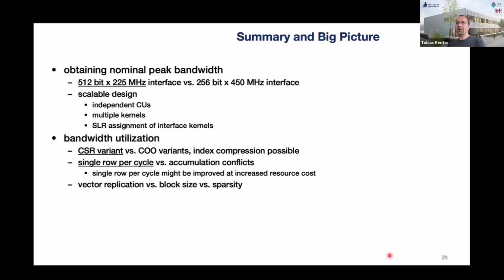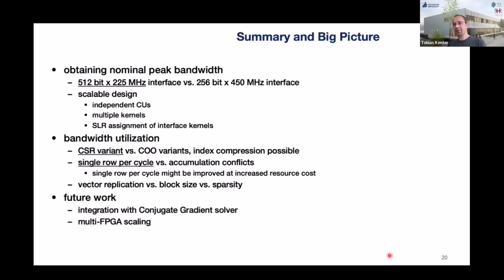We have presented a new idea of accumulating the results in a single row per cycle, versus other designs that try to resolve accumulation conflicts in different ways. We have this limitation to a single row per cycle that may be solvable, but at increased resource cost, which will then impact the total performance again. And we also have trade-offs in our approach using vector replication, which limits the block size, which then has a negative performance impact on particularly sparse matrices.